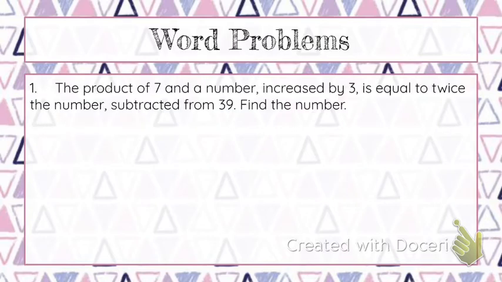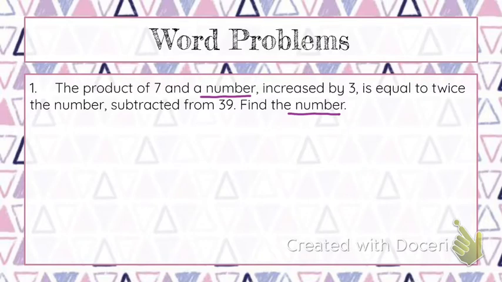So let's just go ahead and start with an example. So let's read the problem first. The product of 7 and a number increased by 3 is equal to twice the number subtracted from 39. Find that number. So the first thing I want you to do is go through the problem and point out anything that we're going to represent with a variable.